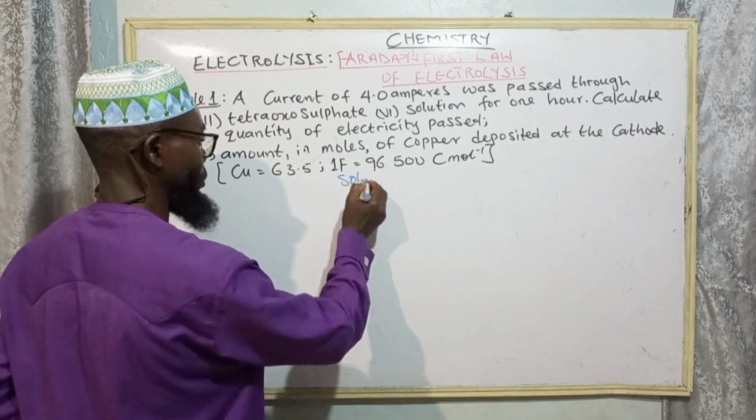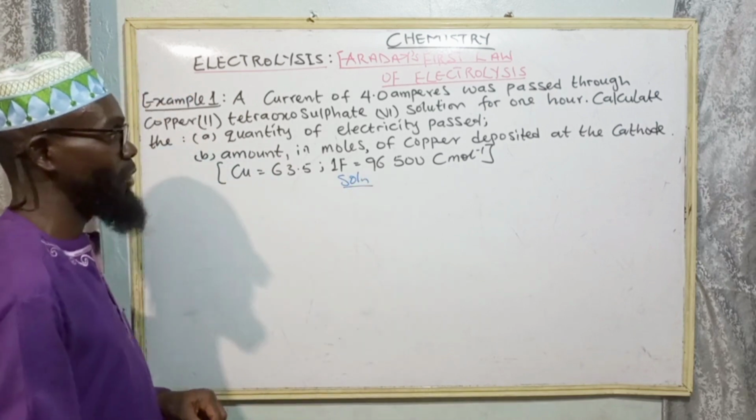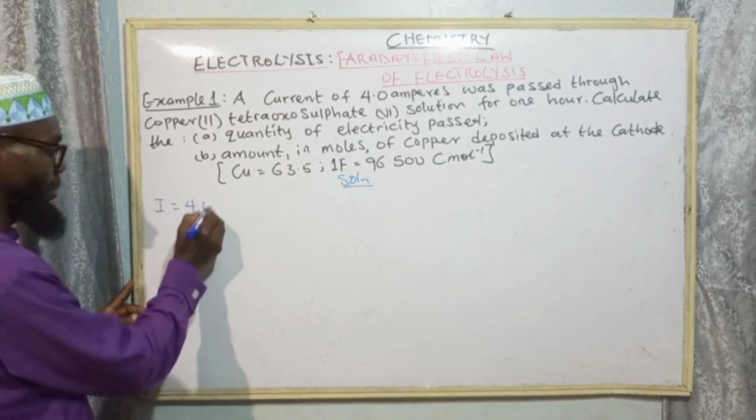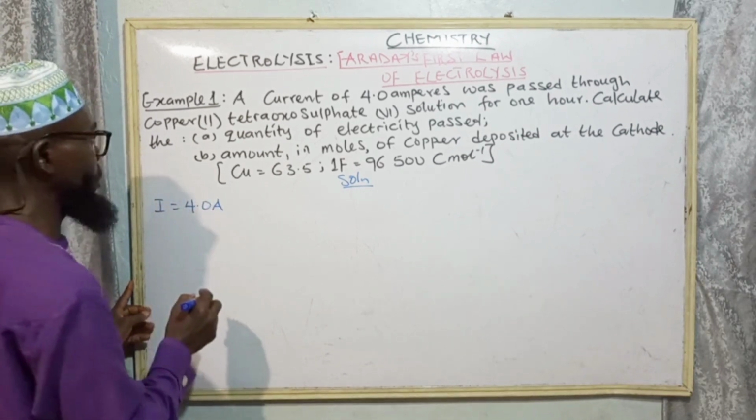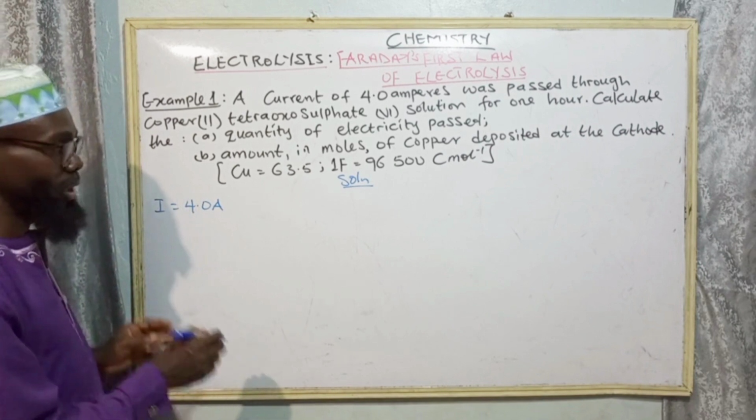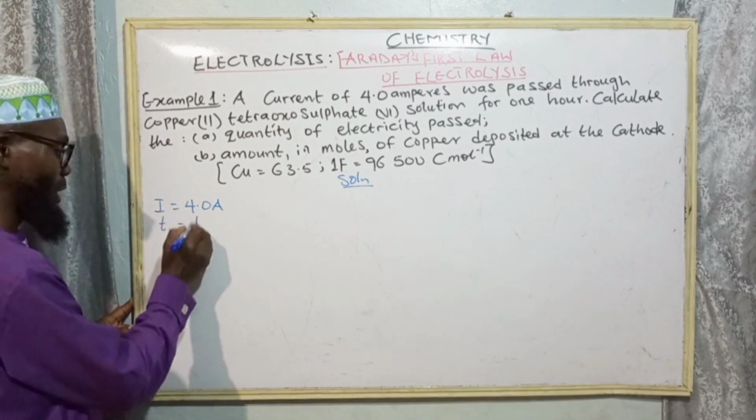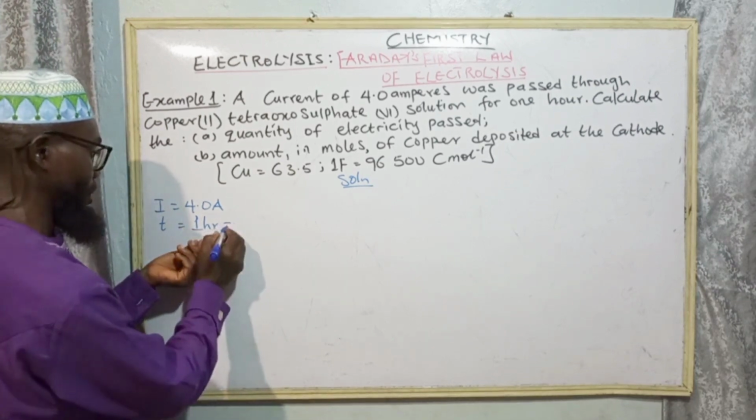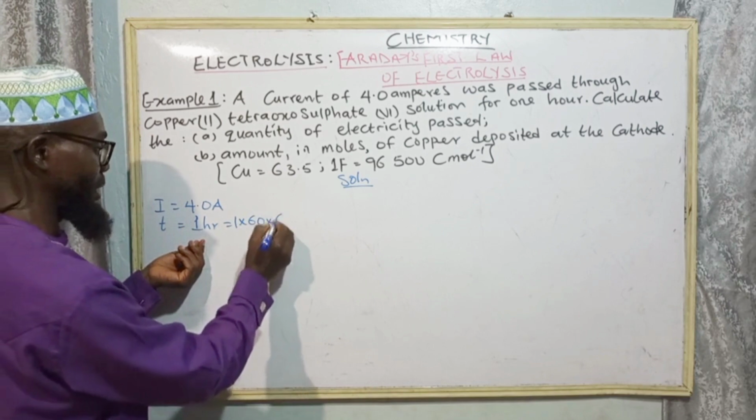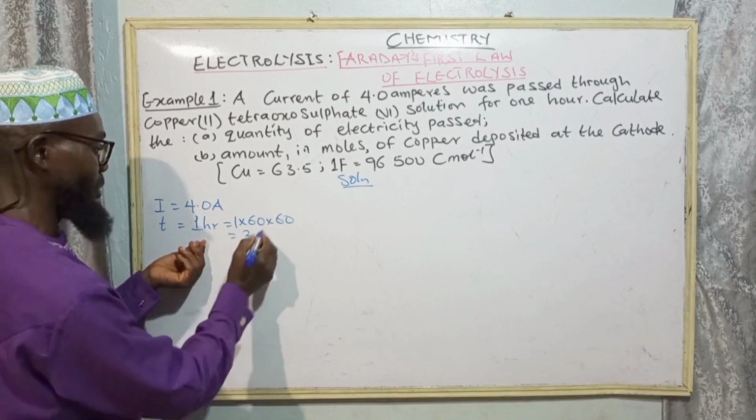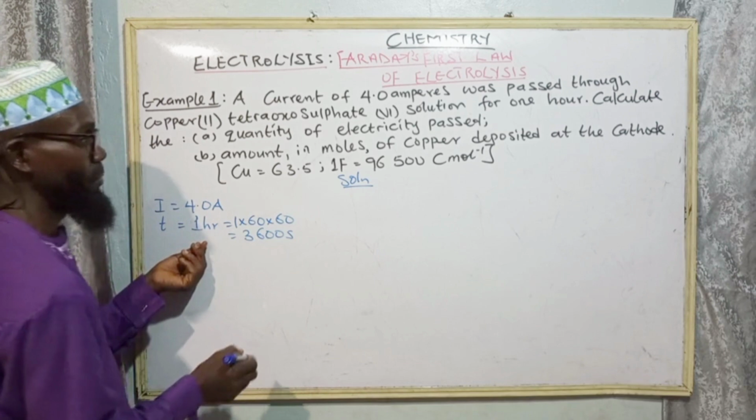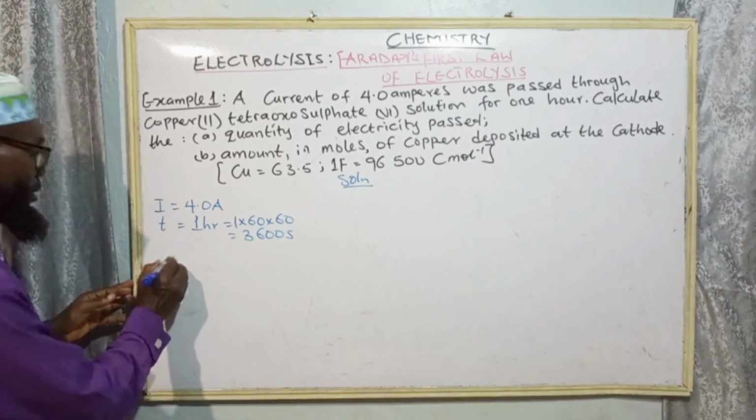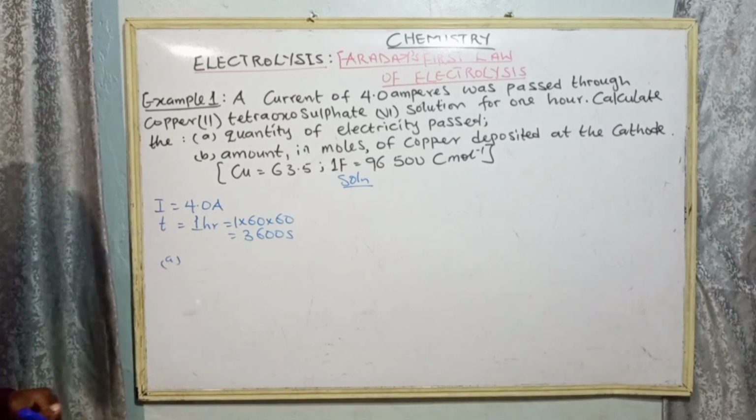Now, let's look at the question once again. A current of 4.0 amperes, that is our current I, was passed through a copper(II) sulfate solution for 1 hour. Our time T equals 1 hour. We have to change this 1 hour to seconds. 1 multiplied by 60 times 60, we have 3,600 seconds.